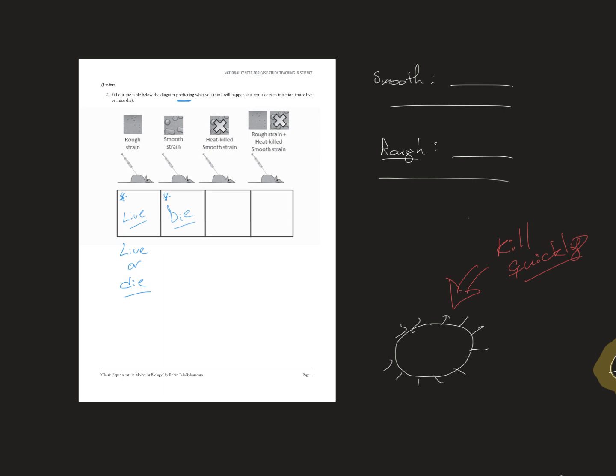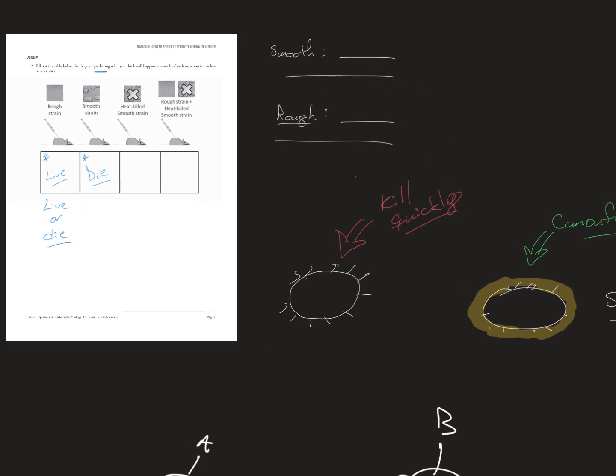Here we have heat-killed smooth strain. So we're going to take this smooth strain bacteria that causes disease. We're going to kill it with heat. We're going to boil it and sanitize it. We're going to take the pieces and parts, the cooked bacteria, and we're going to inject it into the mouse. And do we expect it to live or die?